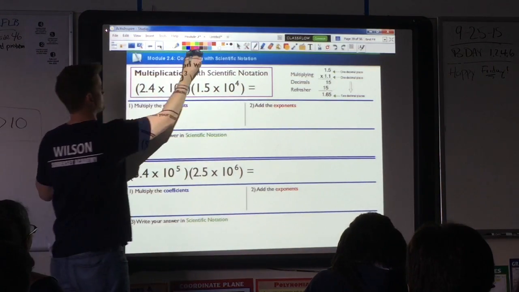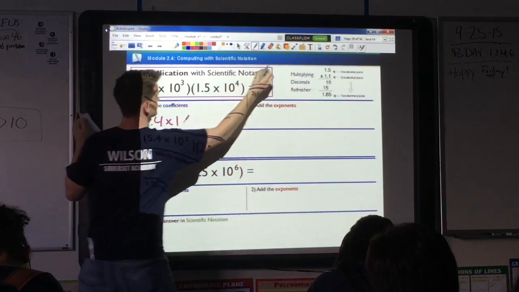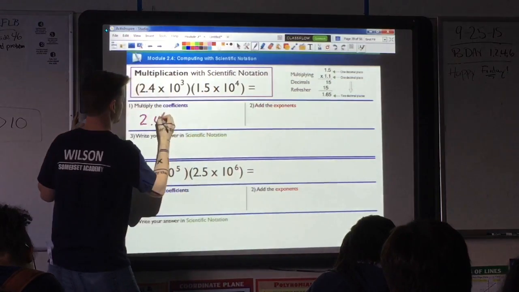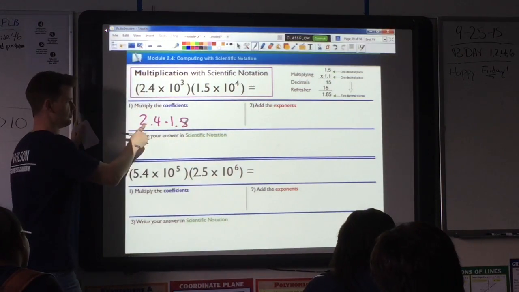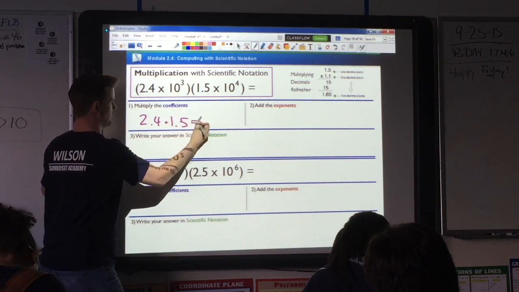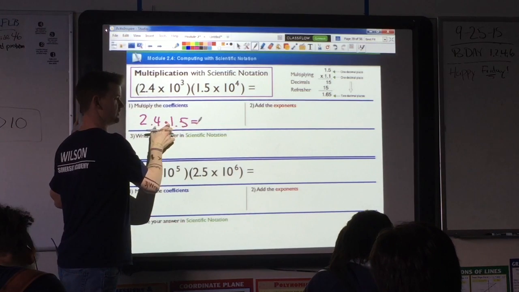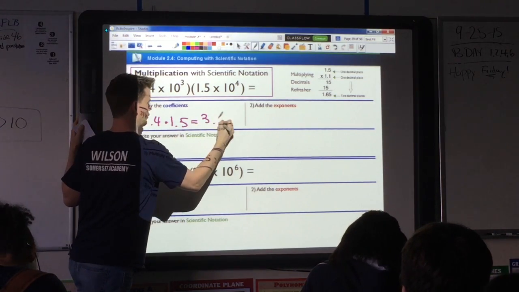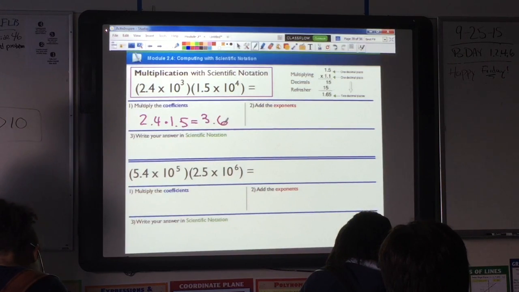2.4 and 1.5. We're going to take these and multiply my coefficients. I'm going to do 2.4 times 1.5. In the interest of time, I'll do the multiplication for you. This is going to equal 3.6. So my coefficient is done.